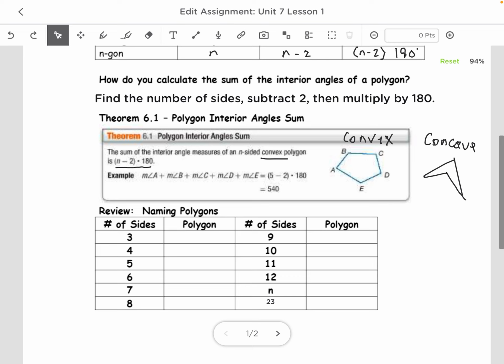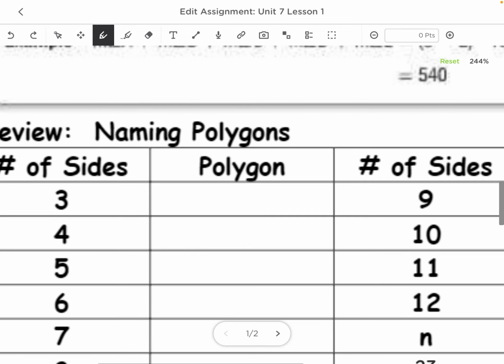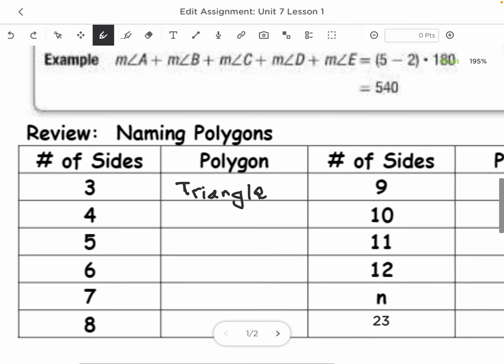Okay, so a polygon with 3 sides is a triangle. Sorry, my Apple Pencil's messing up a little bit. I'm trying to get through this. The name of a polygon with 4 sides is a quadrilateral. If you feel like you know these, go ahead and start filling these in.